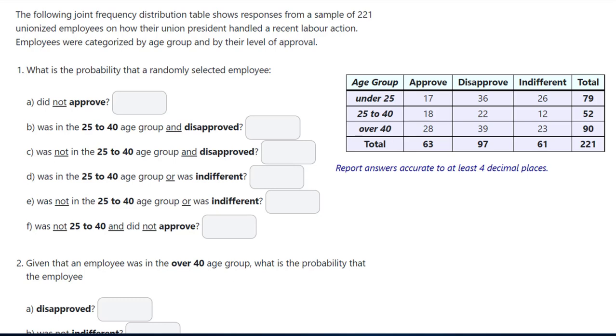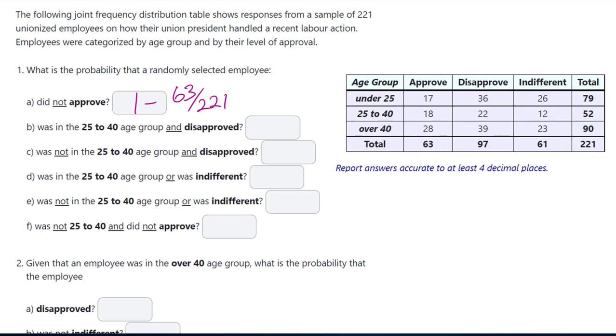In this question, we have a contingency table showing the responses of employees and the age groups. For the first question, we're looking for the probability that an employee selected does not approve. So does not approve will be 1 minus the probability of those that approve, and those that approve here is 63 over 221. So 1 minus that will be the probability of those that did not approve.